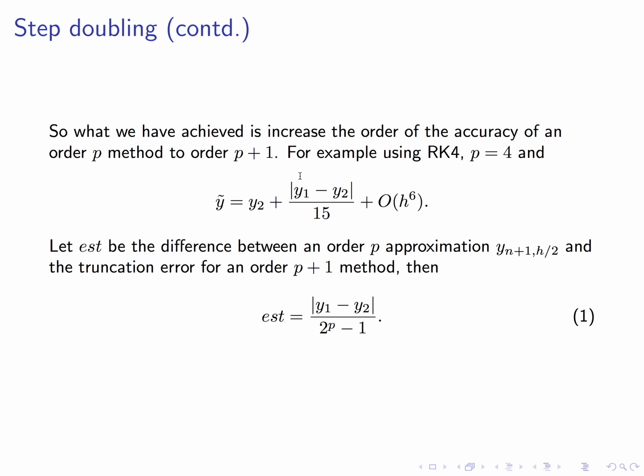So this term in the middle gives us an estimate for the error of the two-step solution. This is what you have down here. So this is what we use to check against our tolerance.